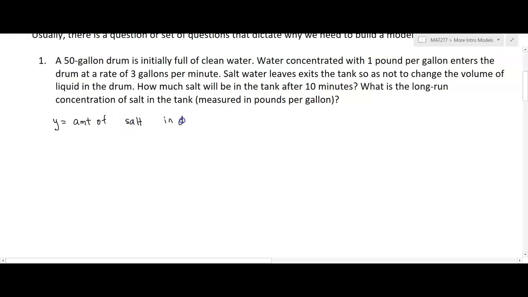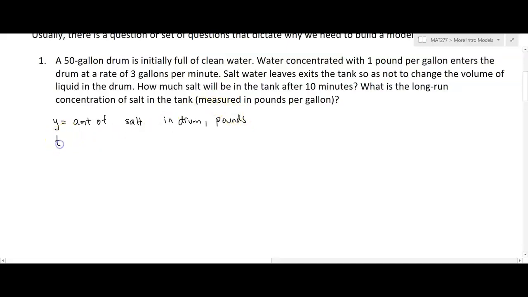And we want to specify units because when we write dy/dt, we've got to make sure that our units are what they're supposed to be. And so we're measuring salt in pounds, therefore there's no reason why we should convert to a different unit of weight or mass. So that looks good.